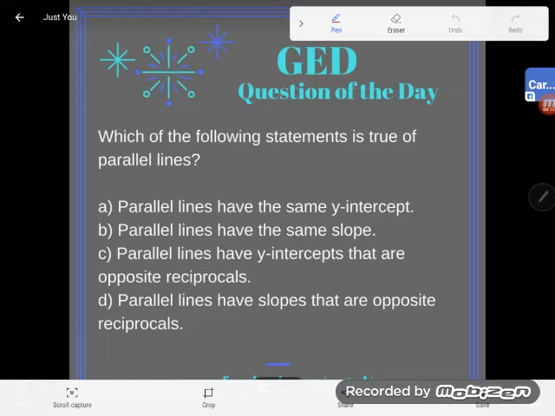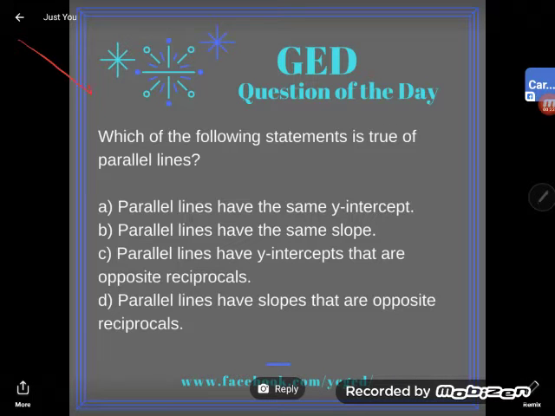Let's take a look. It says, which of the following statements is true of parallel lines? Okay, so we've been talking about parallel lines, and we have said so far that parallel lines are equidistant from each other all through space. They remain at an equal distance because they're slanted the same way. Therefore, they never end up touching.